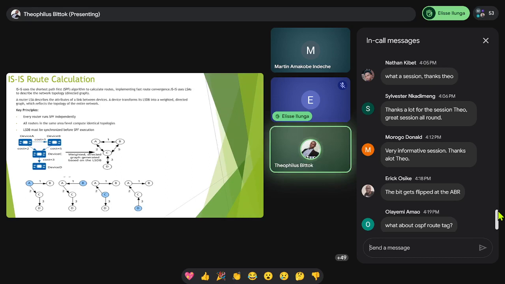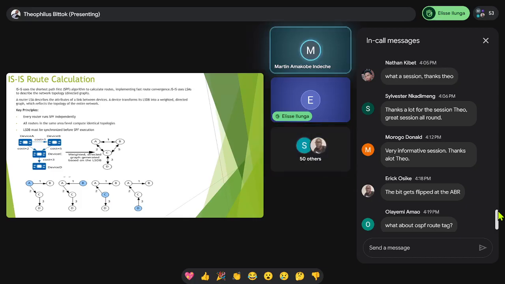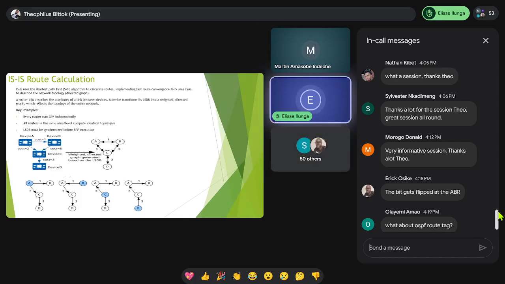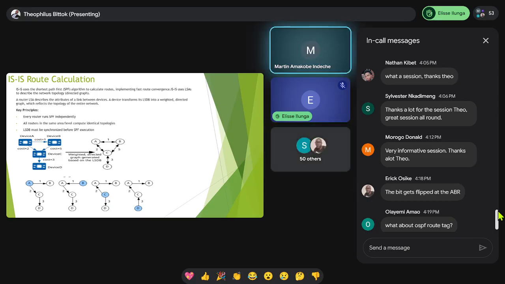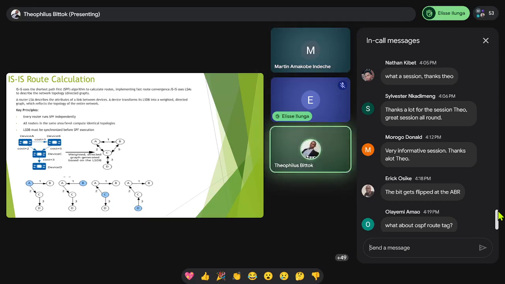You're asking if it's fine to put the entire network on level 2? If you put your entire network as level 2, I don't think it's a best practice, because maybe you can use level 1, level 2, so that you can perform the route leaking. But let me just confirm that.